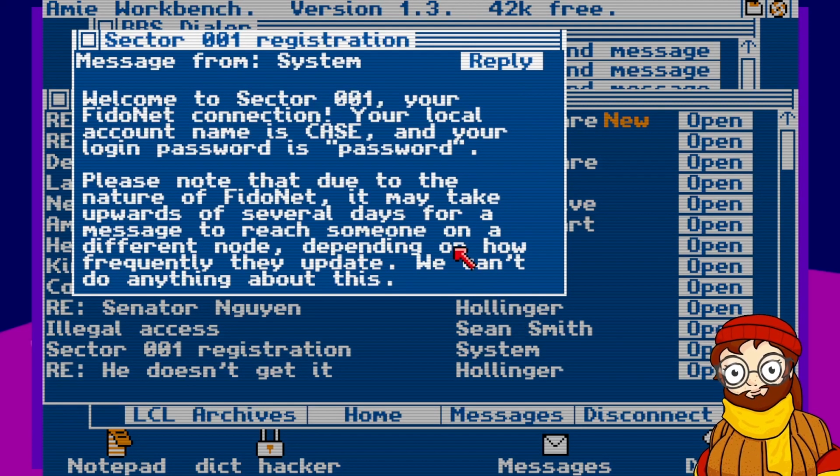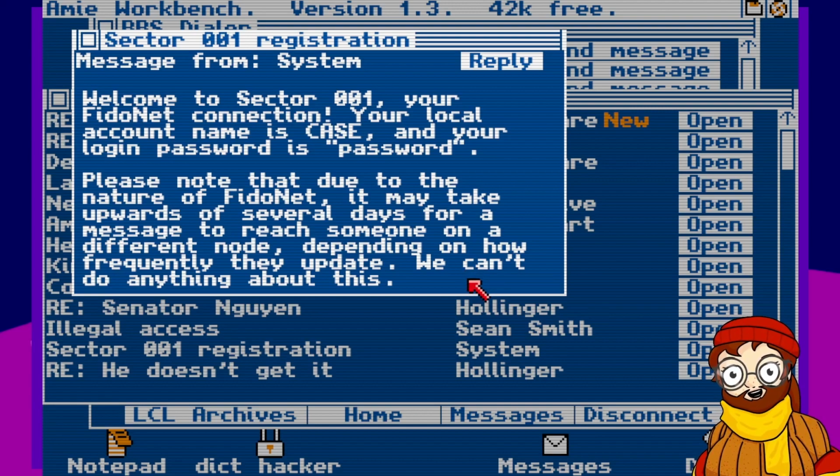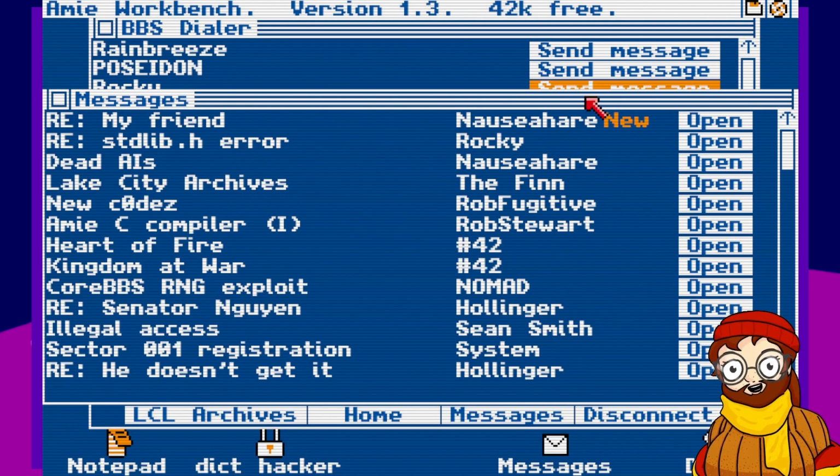System registration. Please note that due to the nature of FileNet, it may take upwards of several days for a message to reach someone on a different node, depending on how frequently they update. Thank you.